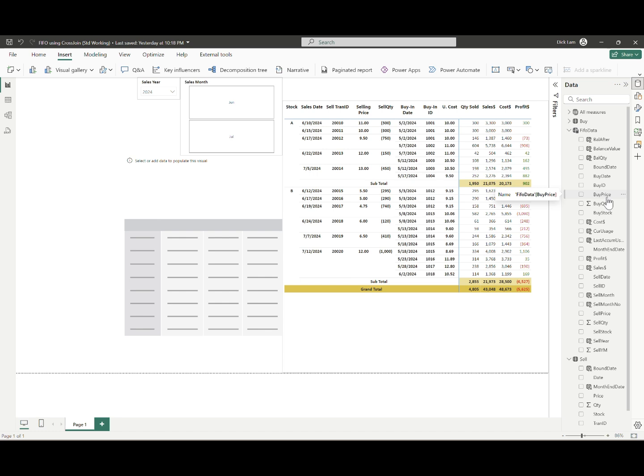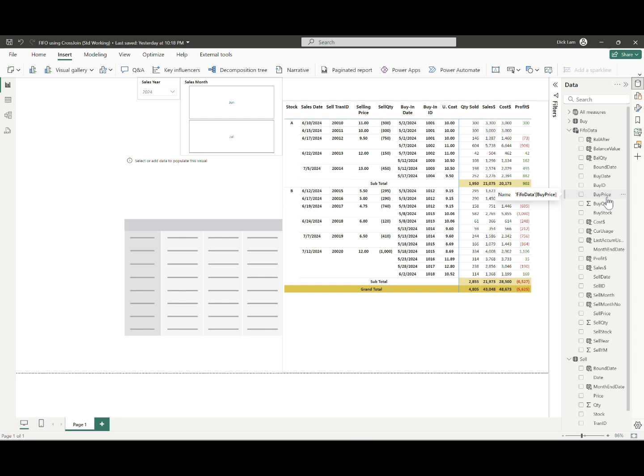Now, for example, the last transaction of stock A happened in May. There is no transaction in June and July. And there is a buy-in transaction balance for stock A in May. All right. If you select the month June or July, say July, the row of May will be filtered out. I repeat, it will be filtered out.